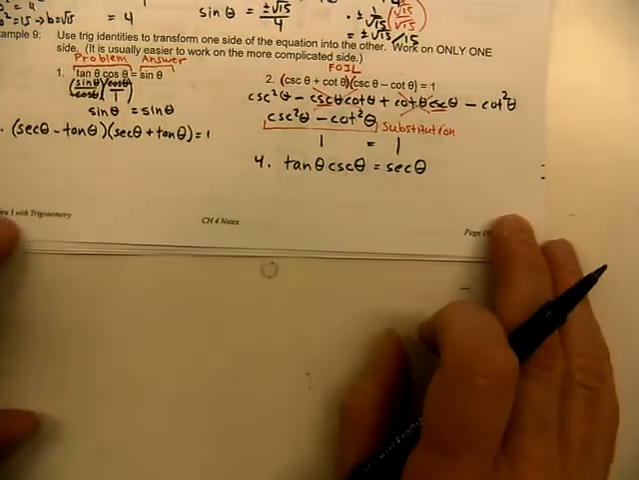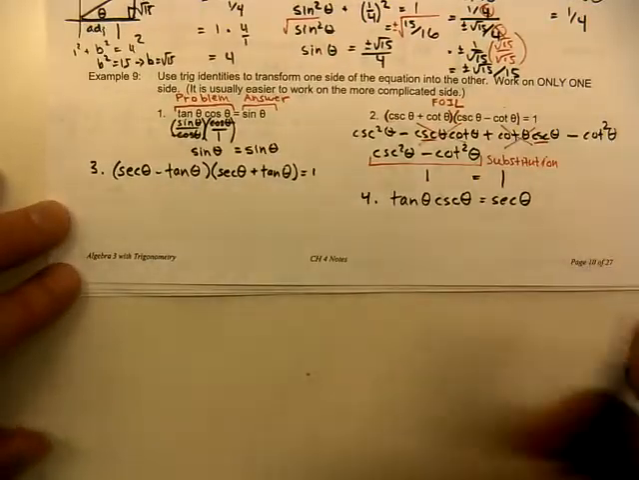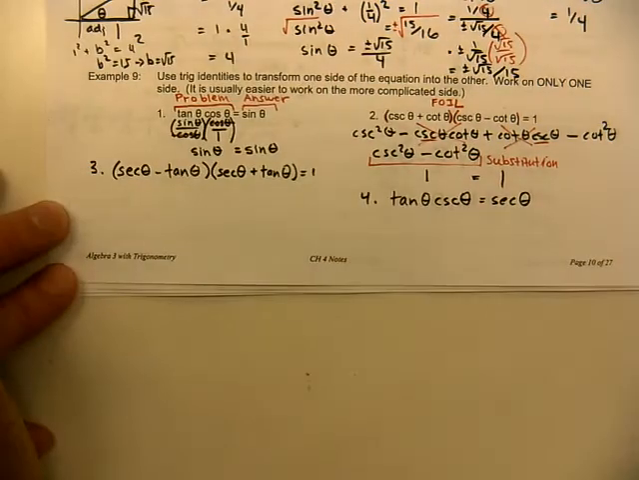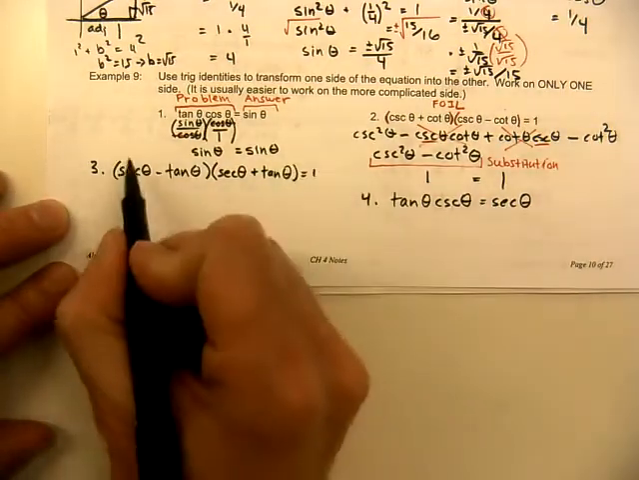So let's try a couple more just for some variation. Here's number 3. Again, notice you have a binomial times a binomial. This is not printed on the notes. I'm just adding it in for more examples. So we have secant minus tangent times secant plus tangent. We're claiming that equals 1. So let's FOIL this out.